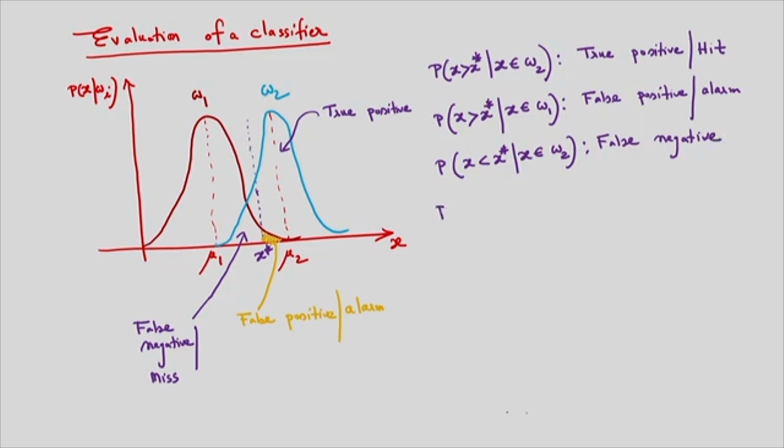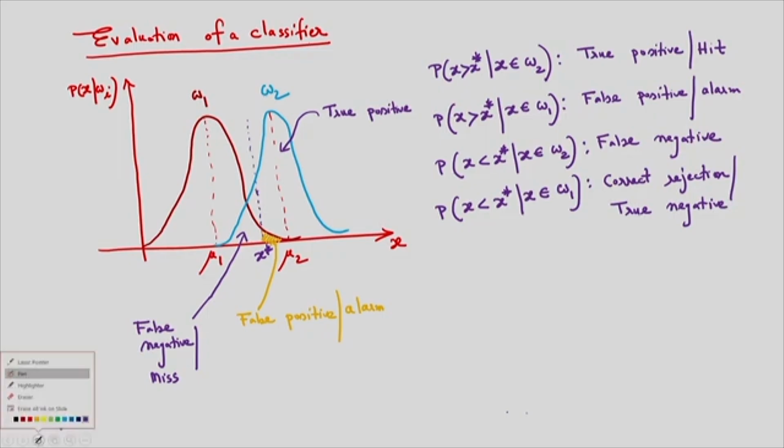Finally, I am considering another case: x is less than the threshold x star, and in this case x is assigned to the class omega 1. That is nothing but the correct rejection, or true negative. So this portion is the true negative, or rejection.